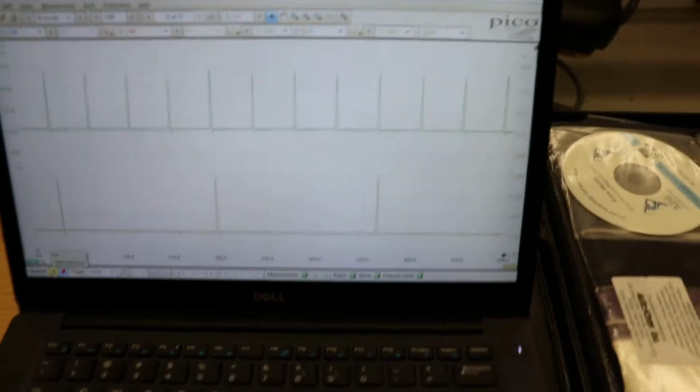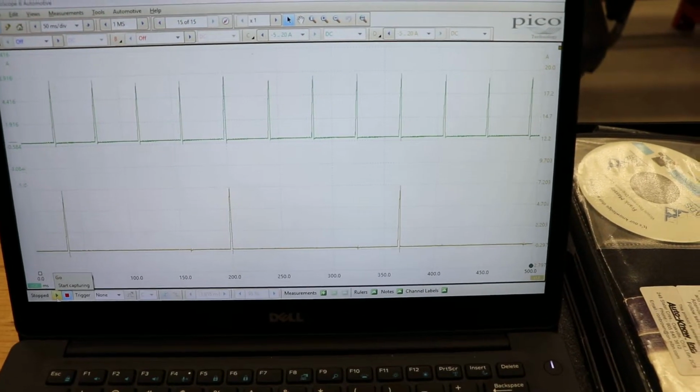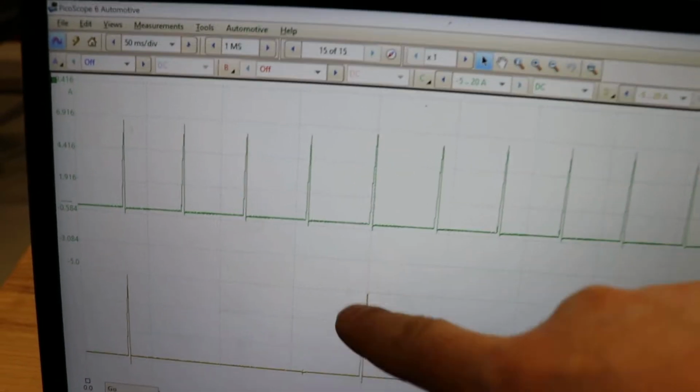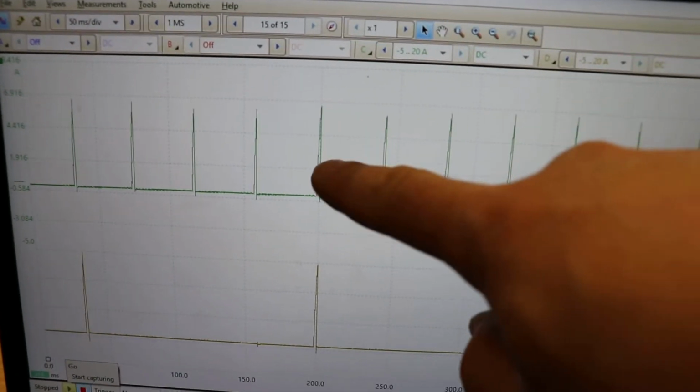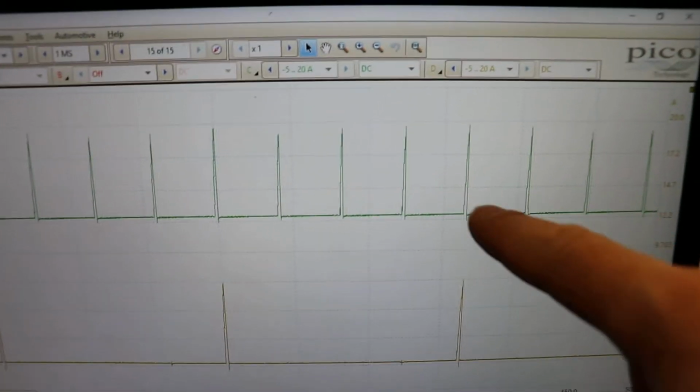Excellent. So, as you can see at the bottom, that one singular trigger is the one that's attached to cylinder number 1 of the engine. So that means this one directly above it, this peak right here, is the current consumption of cylinder 1. We had to identify the cylinder firing order.